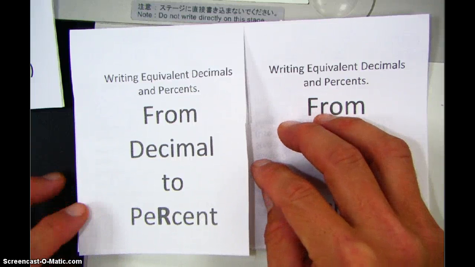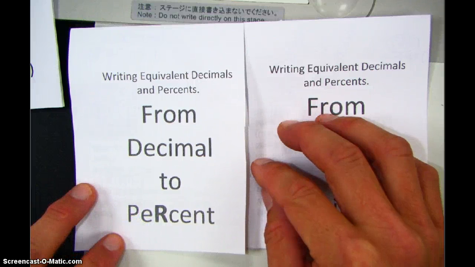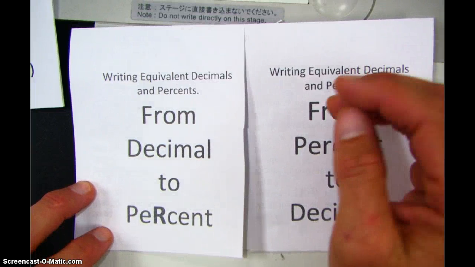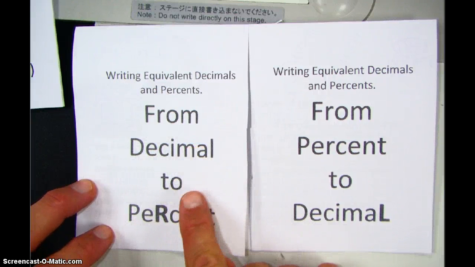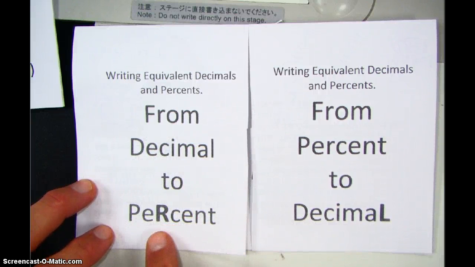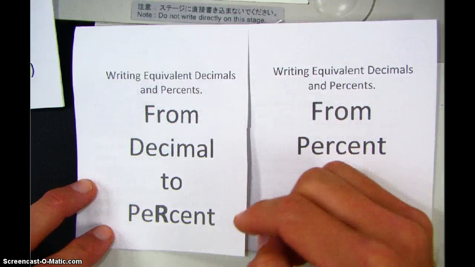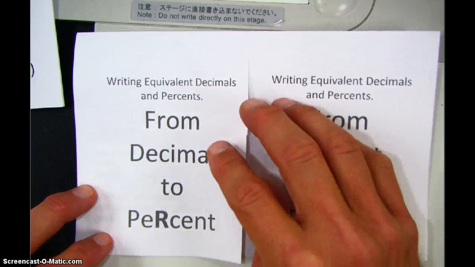I want to talk to you about decimals to percents and percents to decimals. Converting a decimal to a percent and a percent to a decimal. Now, if you notice down here, from decimal to percent, the R is huge, and that's because we want you to focus on the R in percent. If you want to get a percent and you have a decimal, then there's a simple trick.